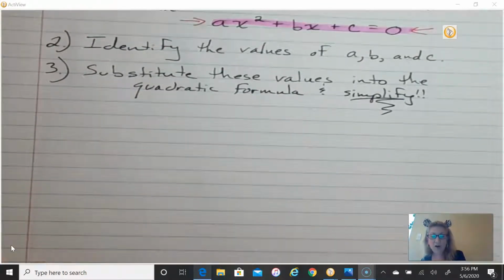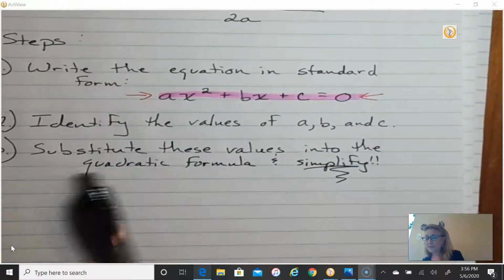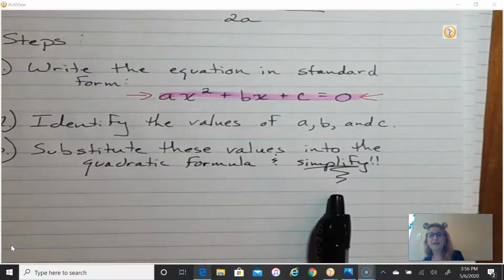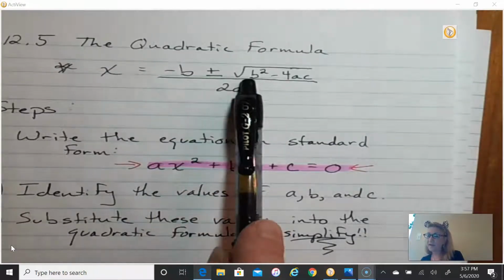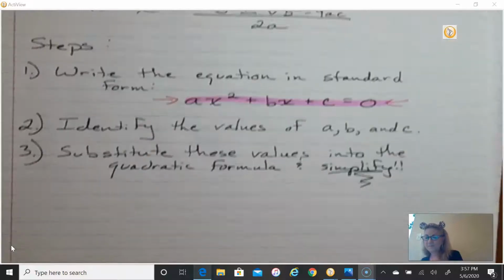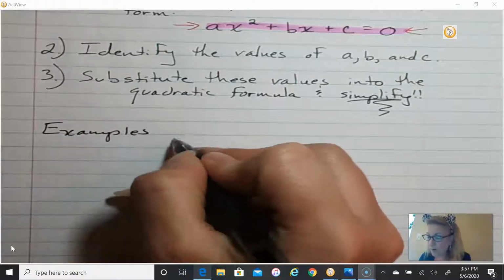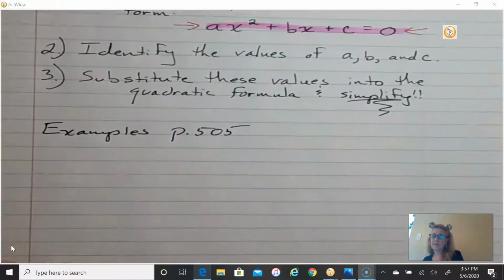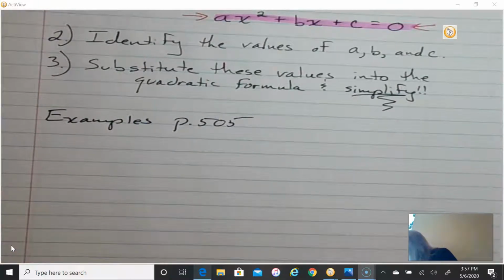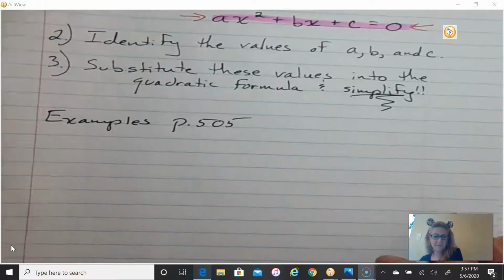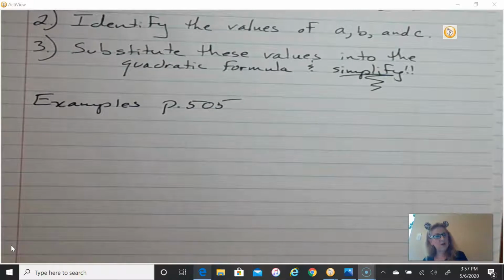Okay, so let's get started on the examples. Again, step 3, substitute these values into the quadratic formula and simplify. Guys, you're just plugging in the letters and doing the work. All right, so turn to page 505. I've got 4 examples to do. That's it. The rest, you're going to be good to go after that.